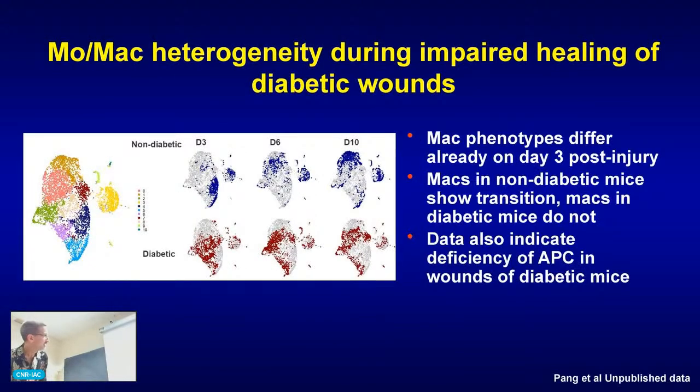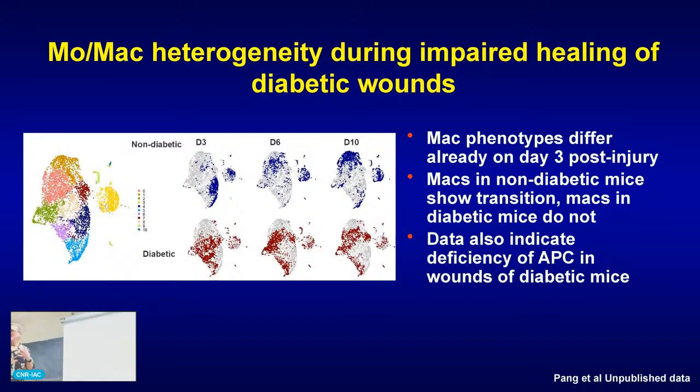So the next step was to compare the macrophages between the normally healing wounds and the poorly healing wounds. On top are the macrophages from non-diabetic mice, bottom are the macrophages from the diabetic mice. We see again the transition from early macrophages to late macrophages in the wild types, and again the APC related cluster out there on the right. And you see at each time point in the diabetic mice, the populations look very different. They start out different, and you don't see the transition. They look more similar between time points.